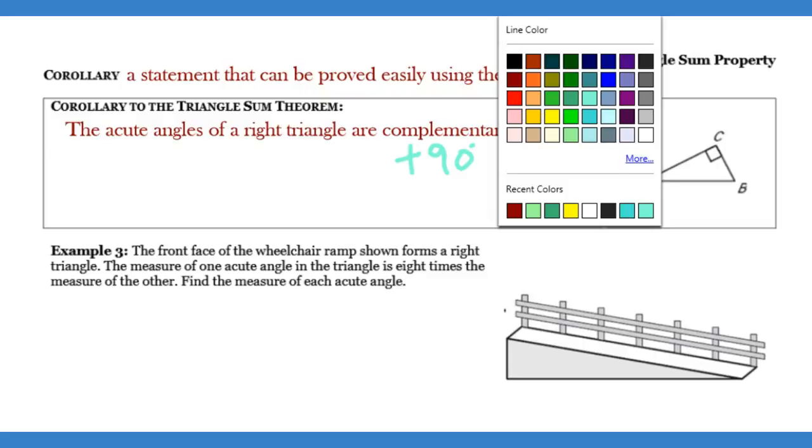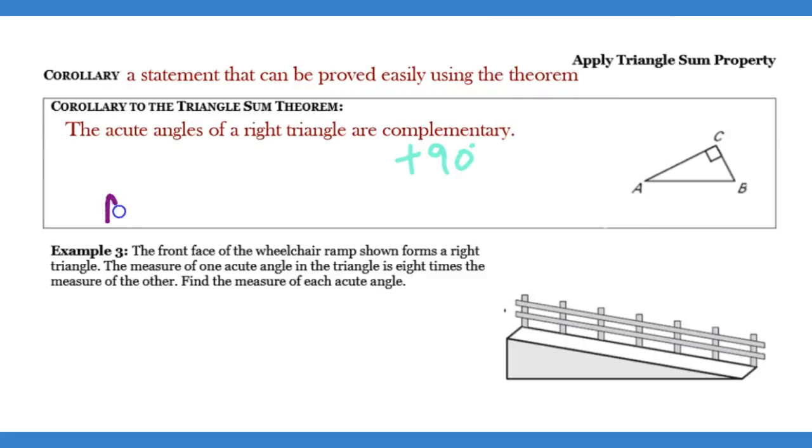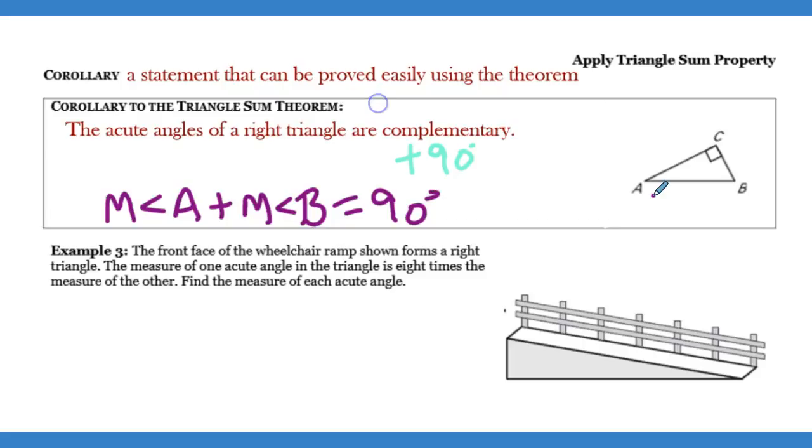So that means in triangle ABC, I can see that the measure of angle A plus the measure of angle B has to equal 90 degrees. I already know that C is 90 degrees. These two, A and B, need to sum to 90 degrees.